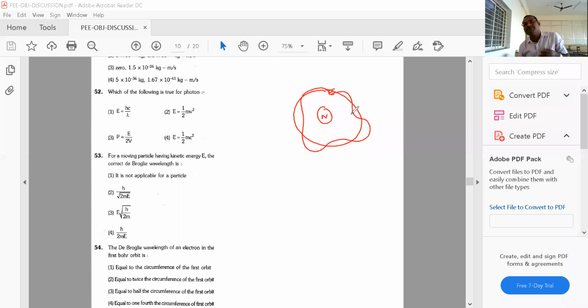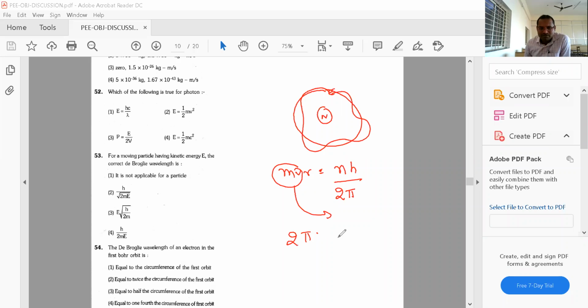As we know, the second postulate: angular momentum mvr is equal to nh by 2 pi. Angular momentum of electron in a stationary orbit is mvr equals nh by 2 pi. From this, 2 pi r is equal to nh by mv. Means 2 pi r can be written as n into h by mv, and h by mv is nothing but lambda. Lambda is equal to h by p.